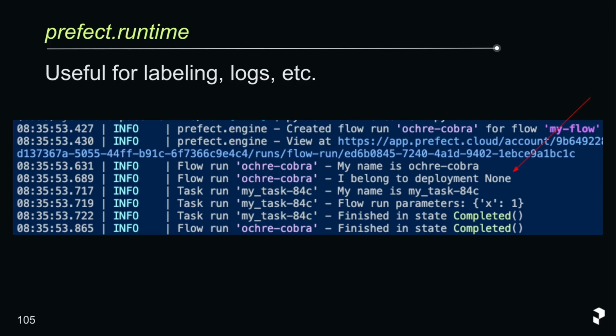As a result of running that script, you can see that the flow run gets created and those print statements are present in the logs there. So you can see the flow run name is there. The deployment name is actually not there because this particular flow run doesn't have a corresponding deployment, but if it did, the name would be present there instead of none. You can see that the task logs are also showing up here. The task is printing its name, and it's also getting those parameters from the runtime context that were passed to the flow run as well.